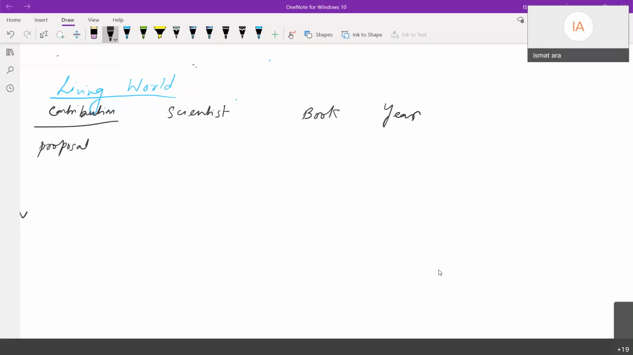Proposal of binomial. Scientist: Caspar Bauhin. Book name: Pinax. Year: 1623. Okay.